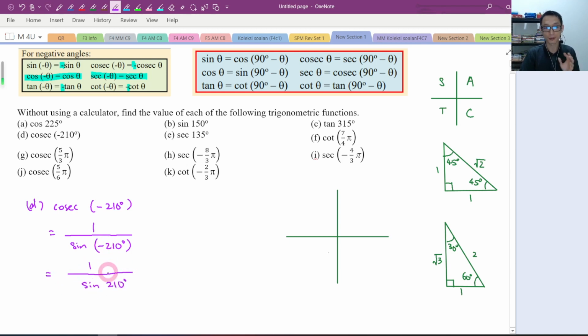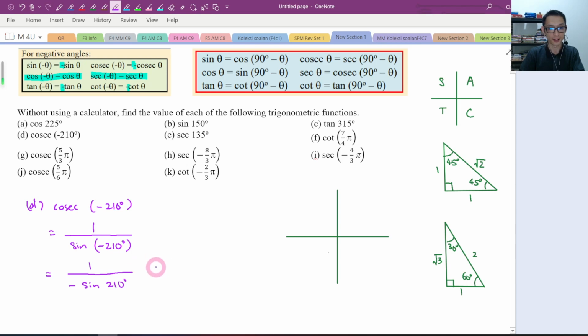Okay, change the negative angle to a positive angle and add a negative sign in front of it. Except for the cosine and secant, we don't have to add a negative sign. The rest we need to do so.